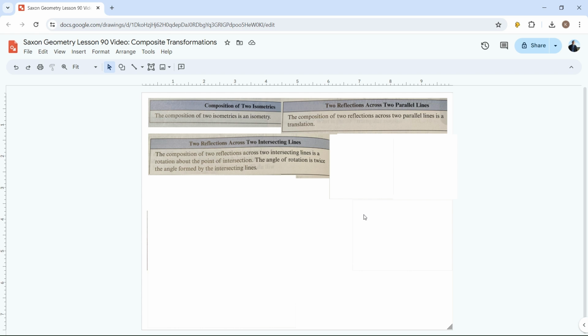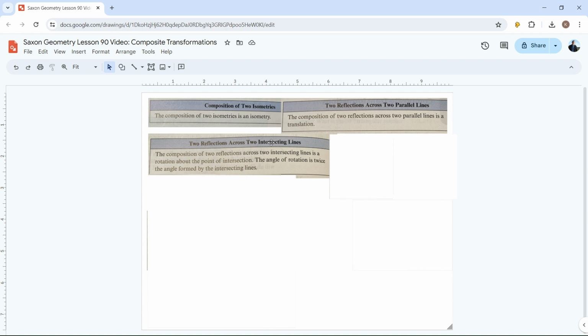Okay. The dilation was a different type of transformation than the other ones because the other ones were all called isometries. An isometry is a transformation that retains the original size and shape of the pre-image. So after we transform it, it's the exact same size and shape that it was before. A dilation is not an isometry because it changes the size of an image while maintaining the shape.